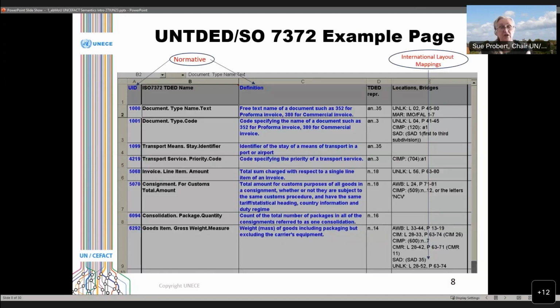This is an example of what the UNTDD presents in its standard, and the blue items are normative. There's a non-normative name, which aligns to the core components I will be introducing you to shortly. And the location of bridges on the right-hand side is where there is a rather cryptic but very important link to some of the standard paper layouts for regulations and transport conventions. Next slide, please.